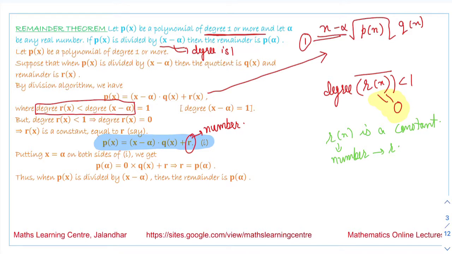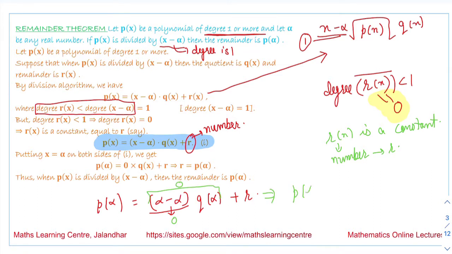So if we put x equal to alpha on both sides of this equation, what we get is p of alpha is equal to (alpha minus alpha) times q of alpha plus r. Alpha minus alpha is 0, so this whole term becomes 0. So we get p of alpha is equal to r. That is the remainder left. r is the remainder.